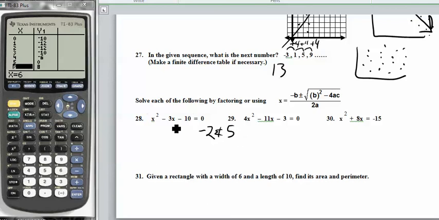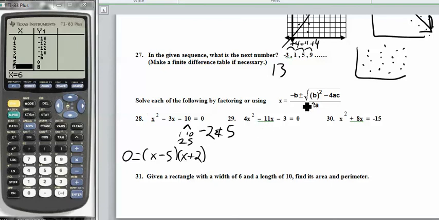The other way we could have done this one is to factor it. So factors of 10 that when I subtract them equal 3. My factors of 10 are 1 and 10, and 2 and 5. When I subtract those, I get 3. So I have x, and the 5 is bigger, so that's got to be negative. Equals 0. So what makes that 0? 5. What makes that 0? Negative 2.